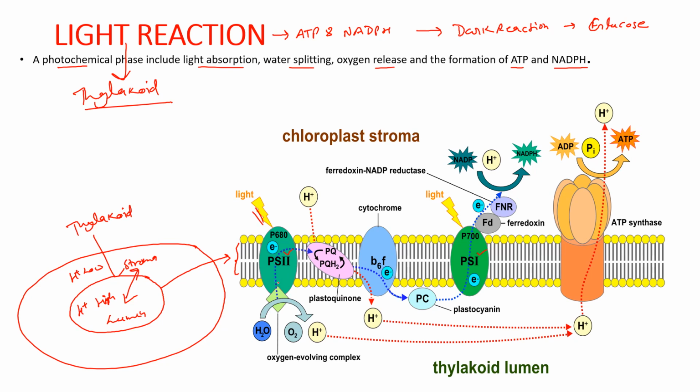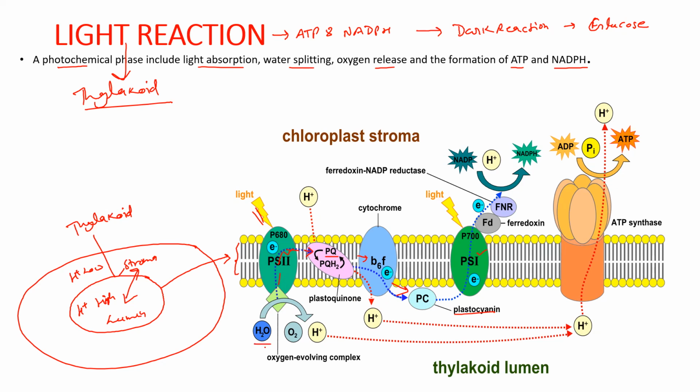So the electron gets excited and jumps to the higher orbit and is transferred to the plastoquinone. Then plastoquinone transfers this electron to cytochrome B6F, and cytochrome B6F transfers this electron to plastocyanin. This transfer of electrons from PS2 to PQ, B6F and PC is called the electron transport chain. Because PS2 keeps transferring the electron, it is also losing the electron. So for replacing those lost electrons, water is split inside the lumen.